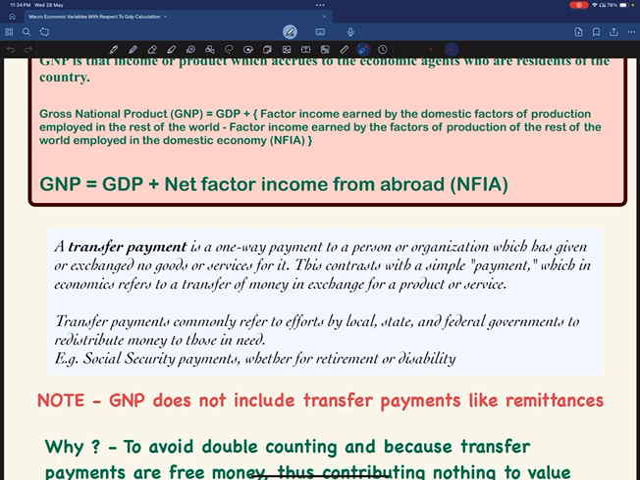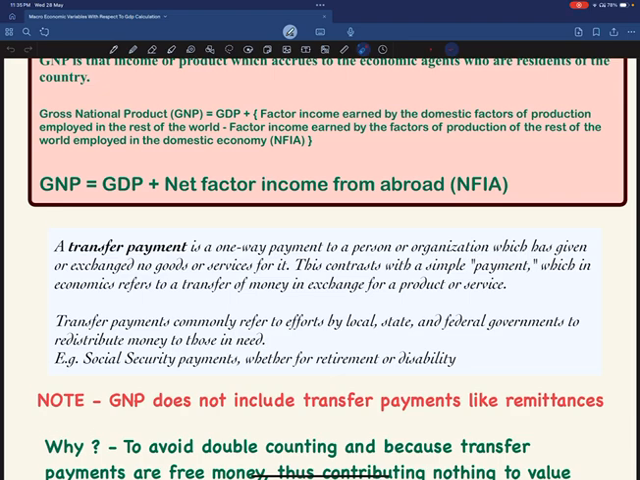Transfer payments are the efforts by local, state, and federal governments to redistribute money to those in need, just like social security payments such as retirement pension and disability pension. Here the money is provided without the beneficiaries adding anything in return. Despite the beneficiaries not doing any value addition, they are paid. So that is the definition of transfer payments.